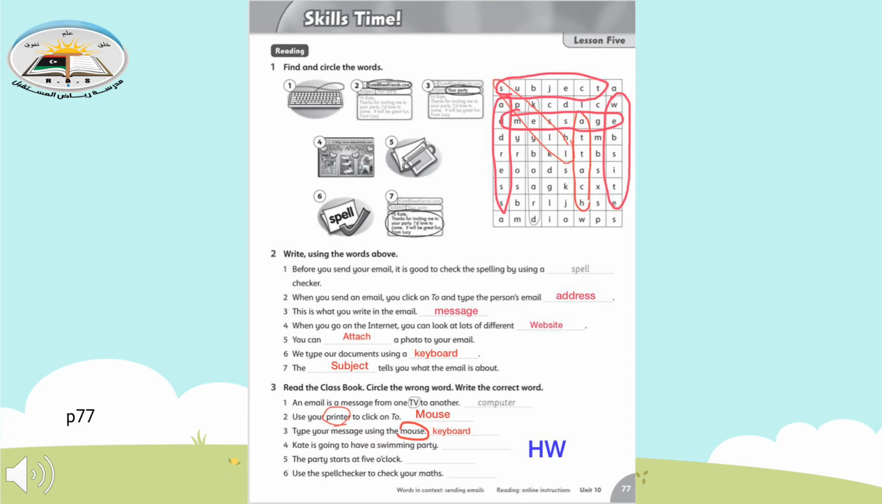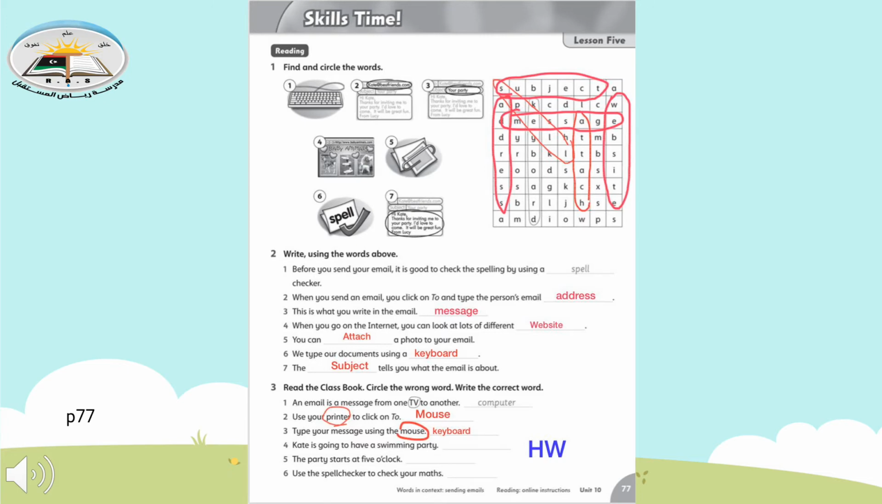The answer is website. Number 5, you can attach a photo to your email. Number 6, we type our documents using a keyboard. Number 7, the subject space tells you what the email is about. Now question number 3. Read the class book, circle the wrong word, write the correct word.